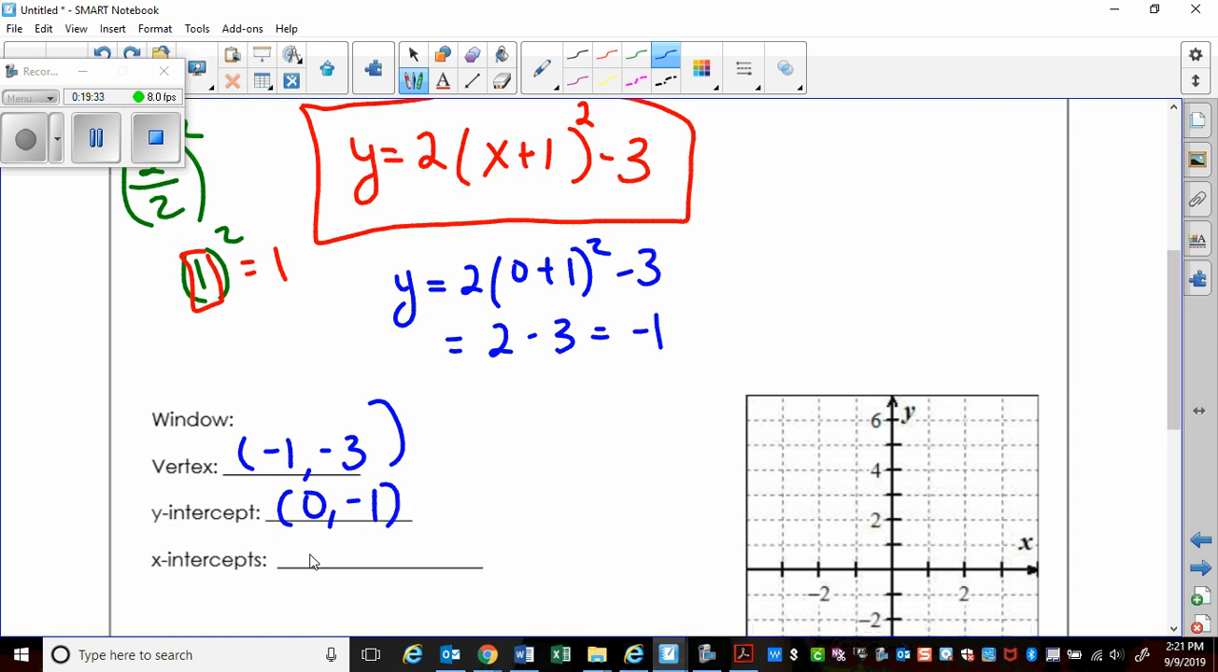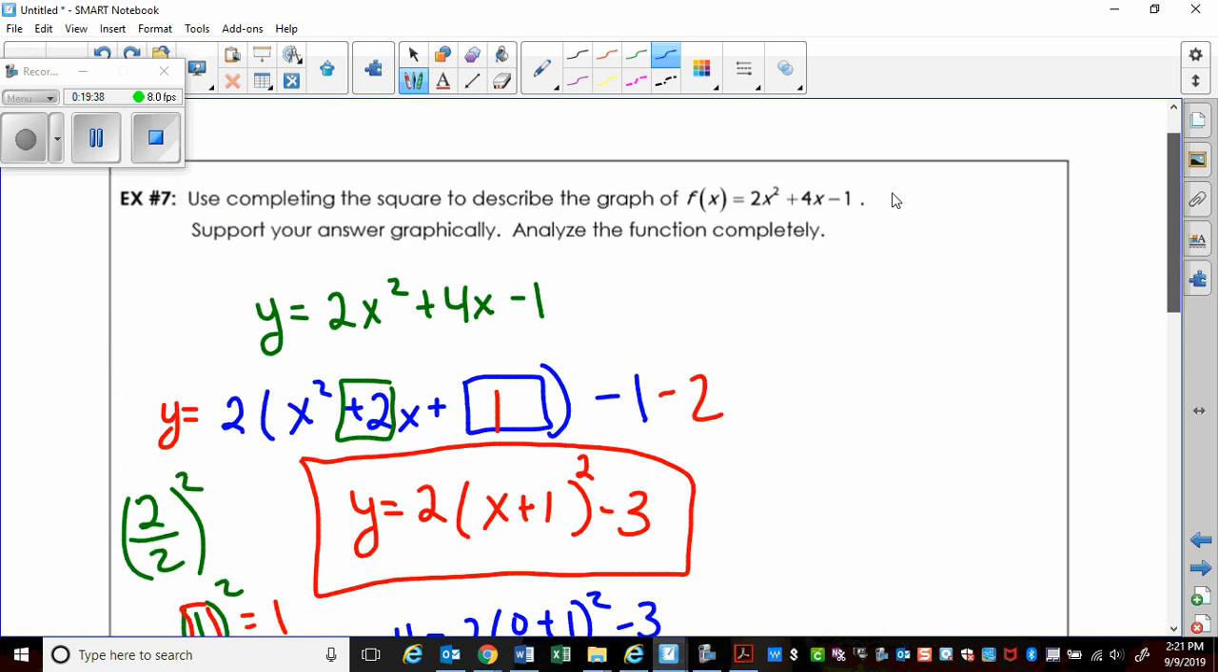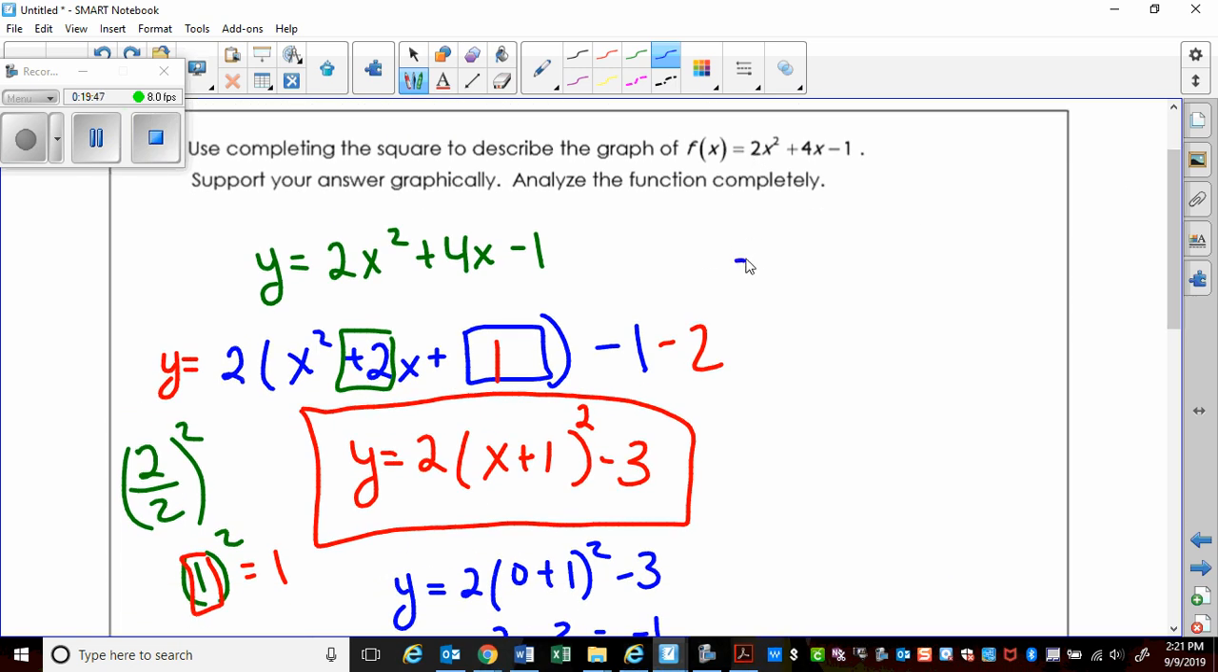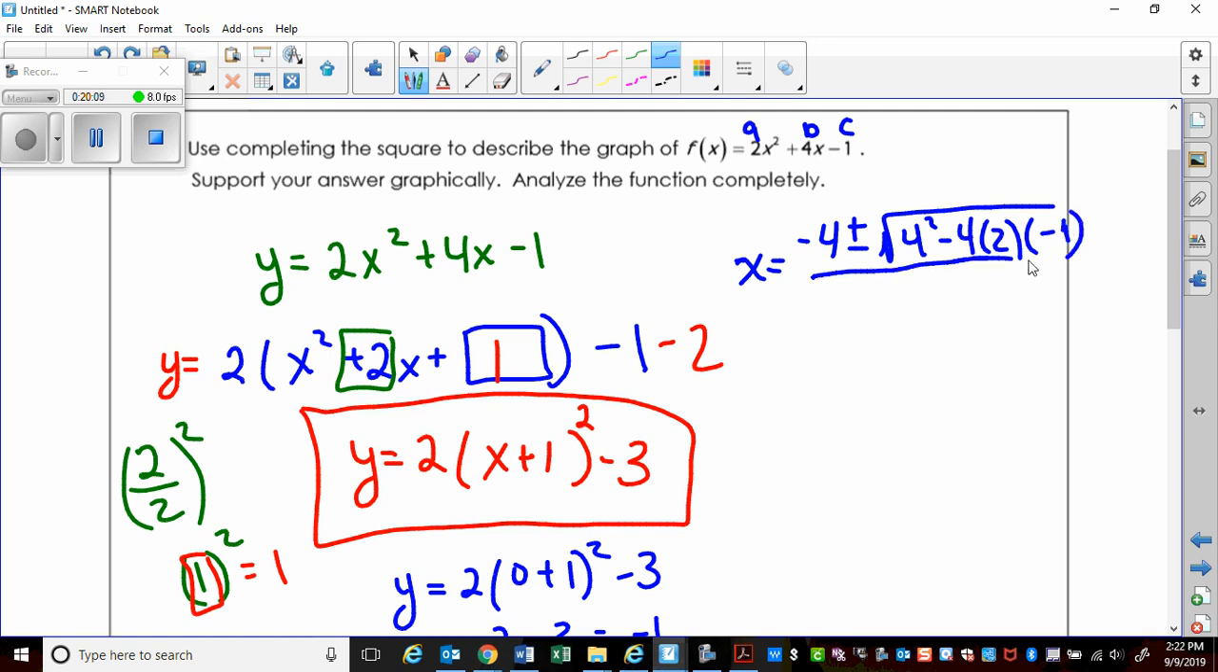My x-intercepts, you guys are going to actually have to factor this. And I don't know if we can factor it. I would use this equation and factor it. You guys can try. It might work. If it doesn't, we've got to use the quadratic formula, which is x equals negative b. Here a is 2, b is 4, and c is negative 1. So negative b, negative 4, plus or minus the square root of b squared minus 4ac. Okay, so it's a real number. It's not imaginary. All over 2a, which is 2.